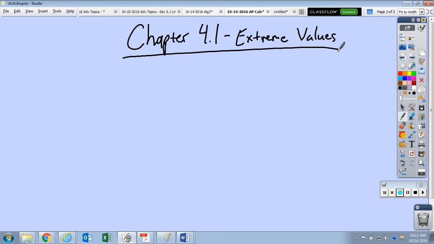Theorem 1 on 188. So the extreme value theorem, it reads, if f is continuous on a closed interval, a to b, then f has both a blank and a blank on the interval. We're on page 188. Theorem 1.